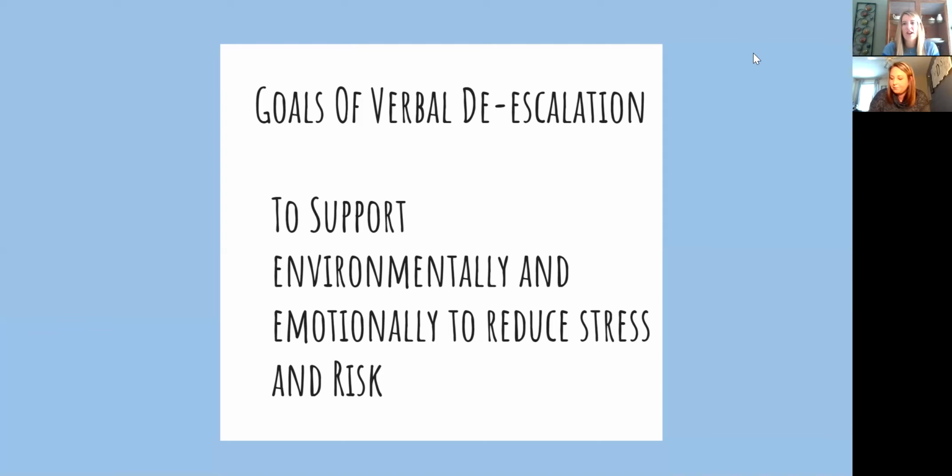So we are there to help support them, both by trying to remove some of those triggers in the environment and make it safe and comfortable for them, but also to reduce those intense emotions so that they can cope with things going on in their environment. And just keeping in mind that this whole process is us doing things with them, going through this process with them, not doing things to them. Sometimes that can be a bit of a mind shift, but that's the goal of verbal de-escalation.